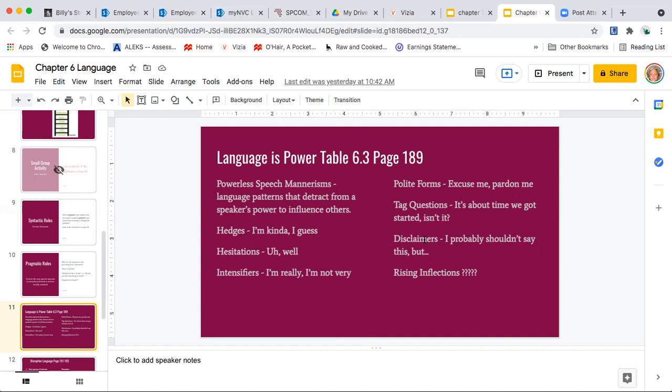Disclaimers. I probably shouldn't say this, but, which is probably a pet peeve of mine. It's very annoying. I see it all the time in Facebook groups and stuff. And it's really what's coming next. I mean, you could probably say right now, if we were live, what's coming next, because what's coming after the but is critical. And because the person needs a disclaimer, the disclaimer itself speaks to the fact that the person doesn't even think they should have said it in the first place. So that's very powerless. That person does not really want to own what they want to say.